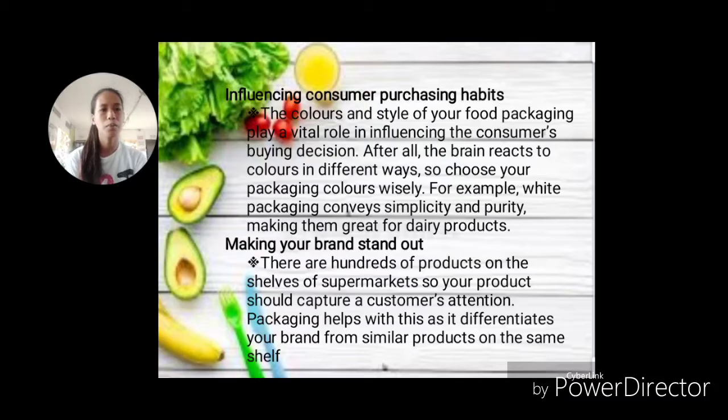Next, making your brand stand out. There are hundreds of products on the shelves of supermarkets, so your product should capture a customer's attention. Packaging helps with this as it differentiates your brand from similar products on the same shelf.